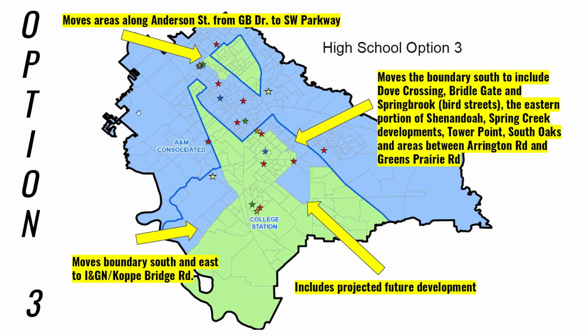So, okay. We're still looking at movement up north. Moves the area up north from 6 over to Anderson Street, over to Anderson Street from George Bush, not to 2818, but down to Southwest Parkway in this particular scenario. Again, increasing our low SES students at College Station High School. It does move the boundary on the western end south and east to IGN, and Copy Bridge.